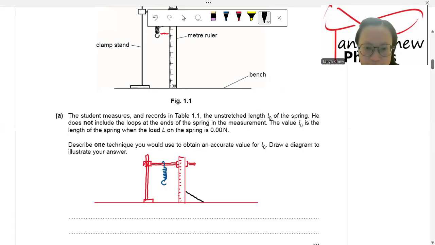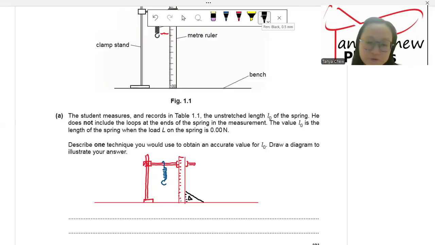I need to put this beside the meter rule. This is called a set square. You know the geometry set, you have this right angle triangle, that is called a set square. So I can make sure that the meter rule is as vertical as 90 degrees, 100% vertical, but still there is a little bit of distance between the spring and the meter rule. So how do we make sure that our reading is as accurate as possible?